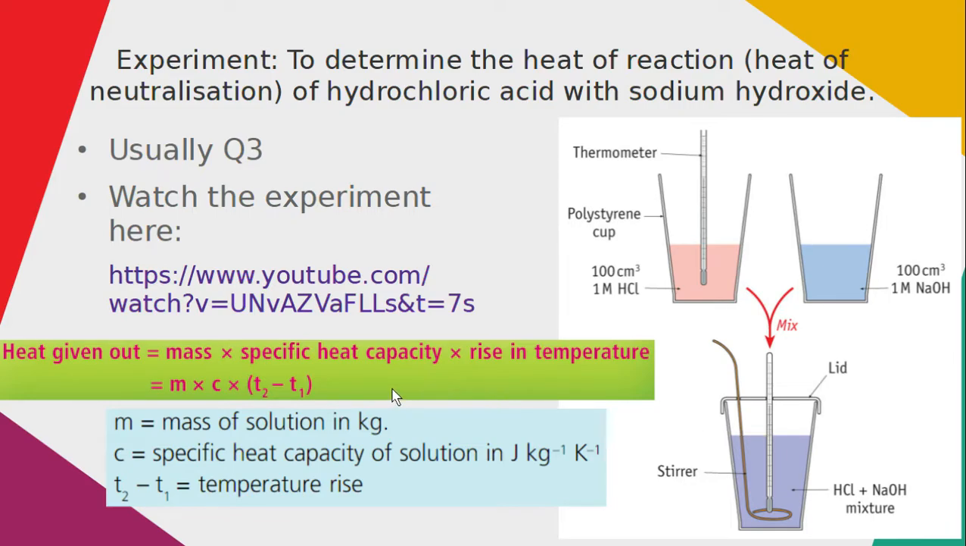And then we're going back to, I don't think I've mentioned it before actually. I definitely have, sorry. So the heat given out is calculated using this equation that we're looking at here. The mass of your reactants, the specific heat capacity, which is going to be given in the question, multiplied by the rise in temperature. So the temperature that these two were before compared to the temperature they were after.